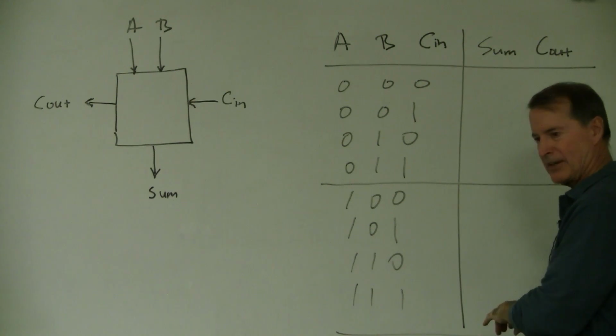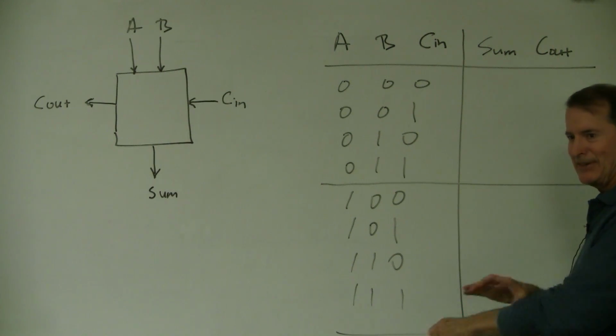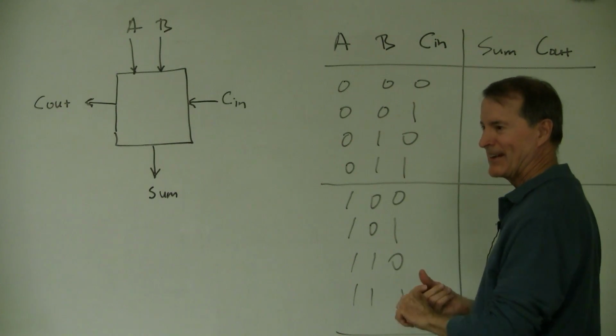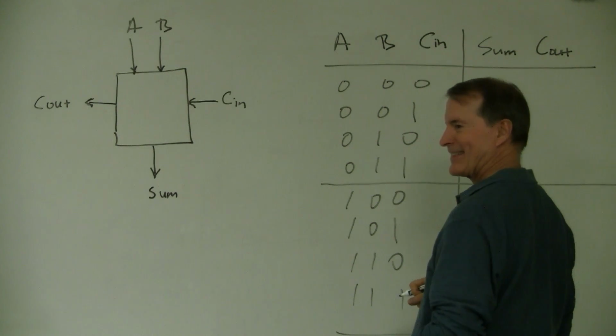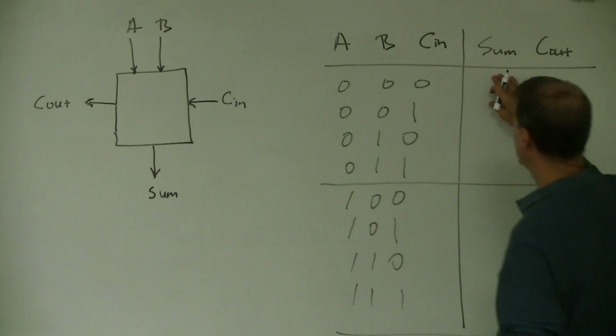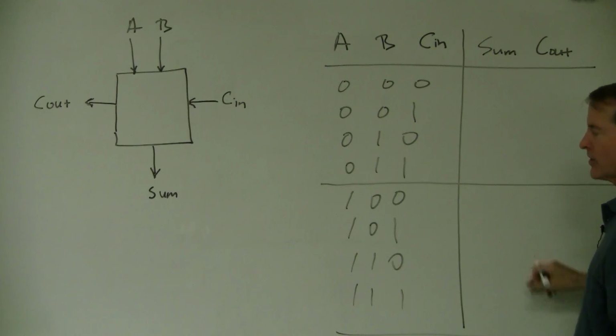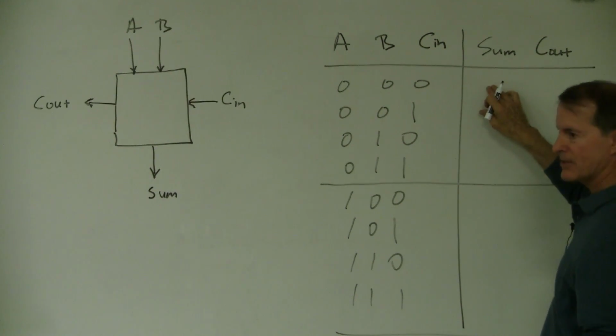Okay, are we done? Is everybody good? Okay, we're going to start in the middle row. Shane, over there on that side of the middle row. Let's just take the sum column and go down, and then we'll take the C out column and go down. You just tell me one bit at a time.